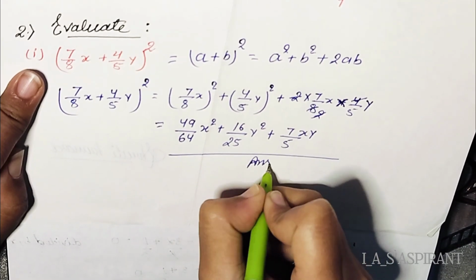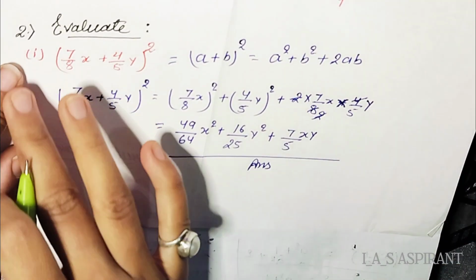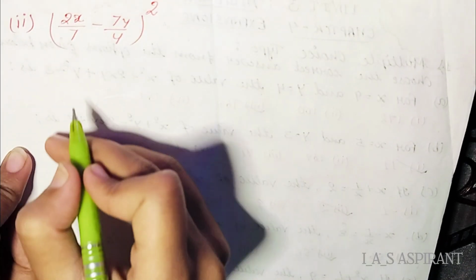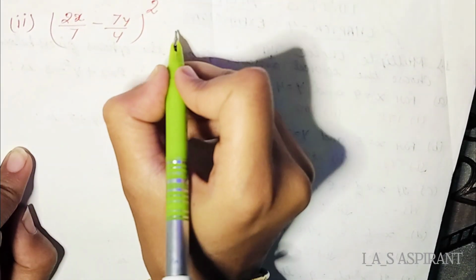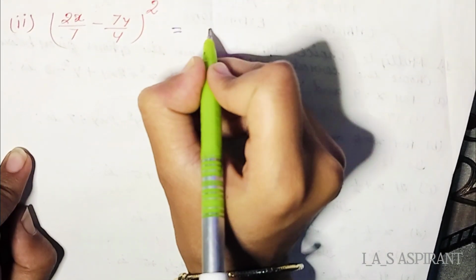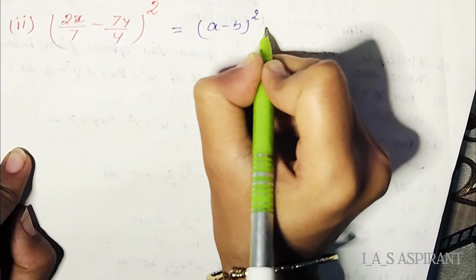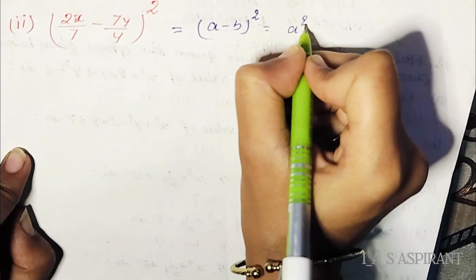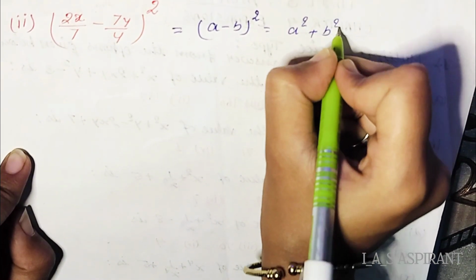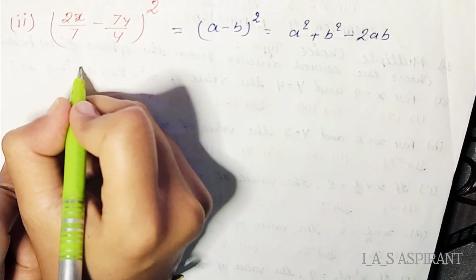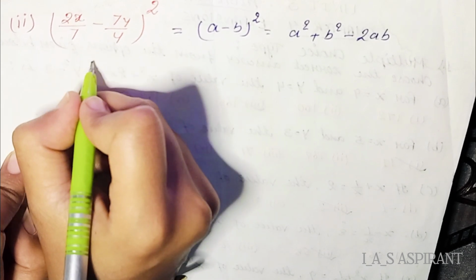Similarly, in the next question we will solve like this one. The formula for (a - b) whole square is a square plus b square minus 2ab, as we know. So now we start expanding it.